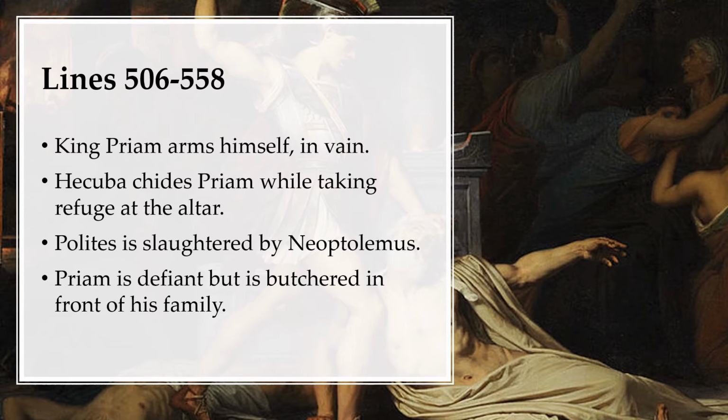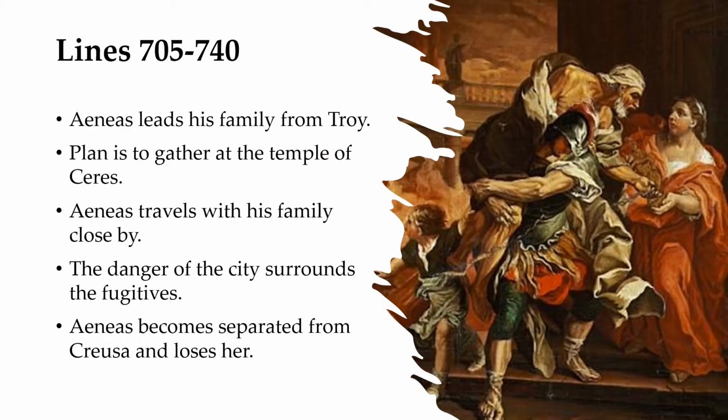Their son Polites races through the palace before being slaughtered at his parents' feet by Neoptolemus, the savage son of Achilles. Despite his old age and frailty, Priam attempts to resist Neoptolemus, but is butchered in front of his family by the younger man. In lines 705 to 740, Aeneas resolves to lead his family from Troy and instructs his servants and retinue to gather at the temple of Ceres.